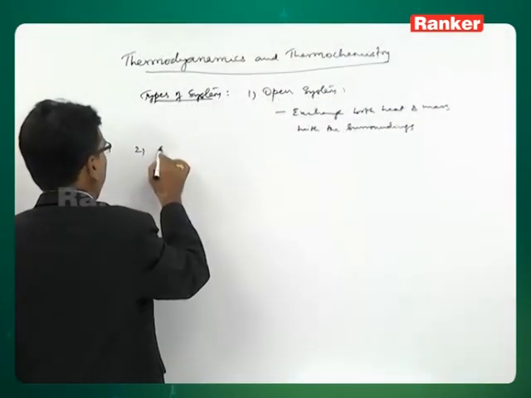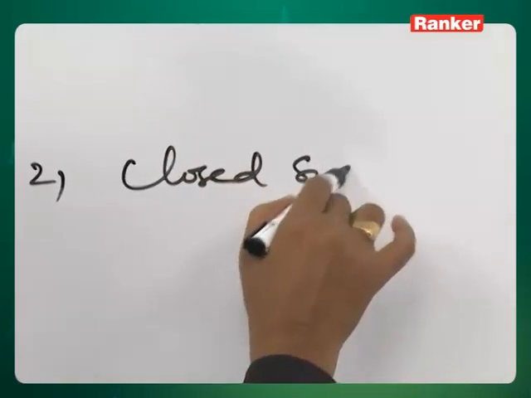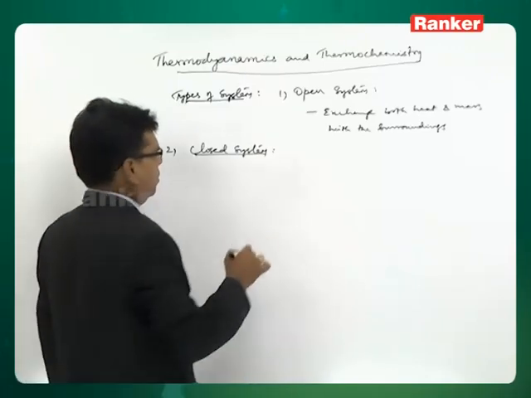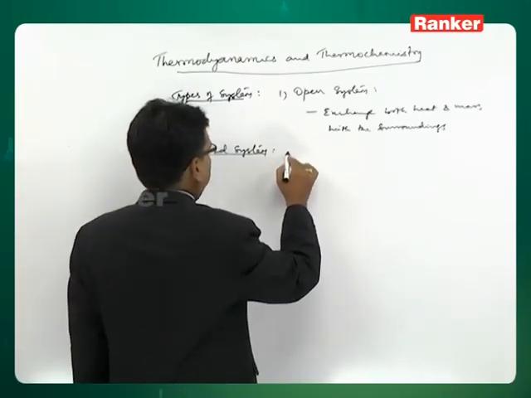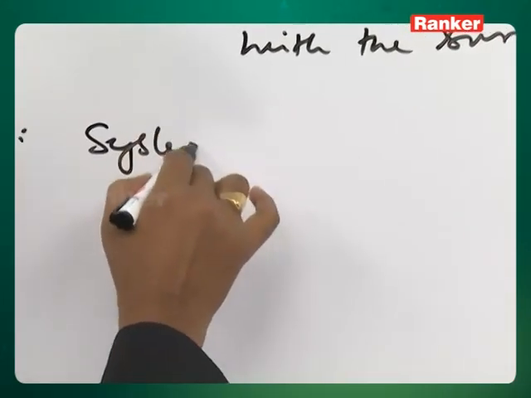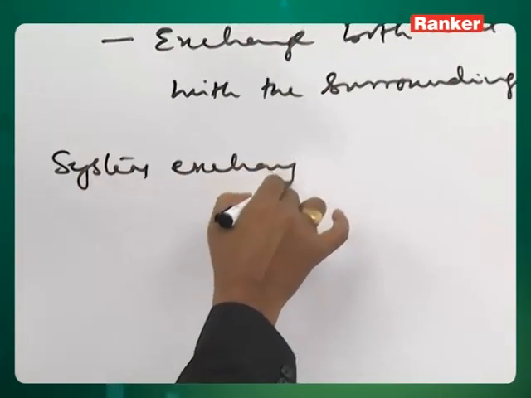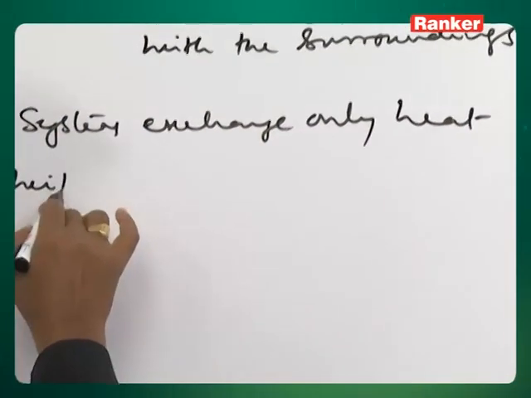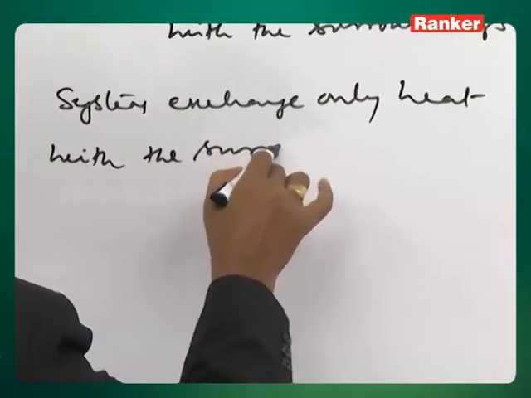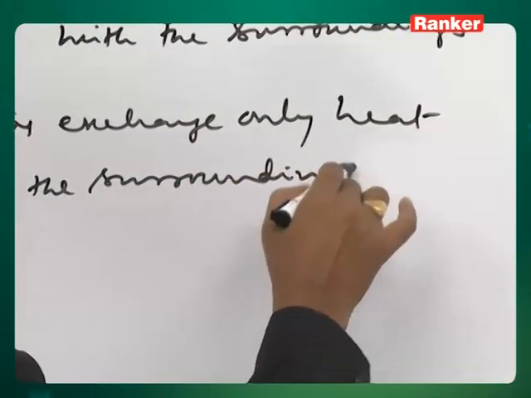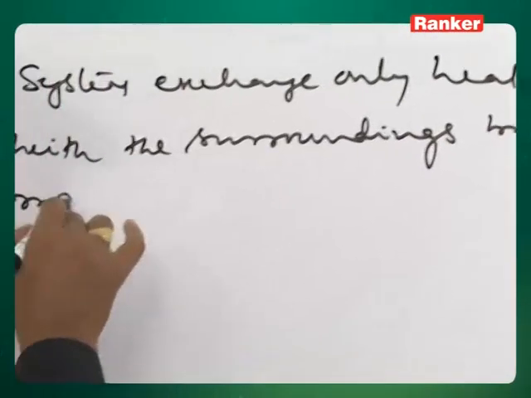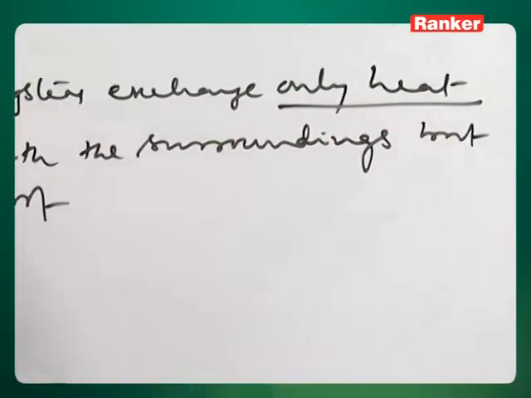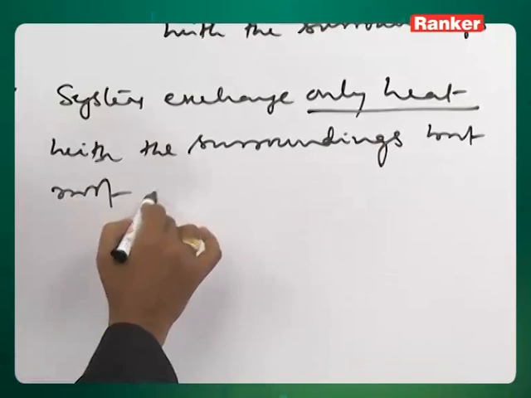Second one is closed system. Closed system is the one where a system exchanges only heat with the surroundings, but not mass. The system exchanges only heat with the surroundings, but not mass.